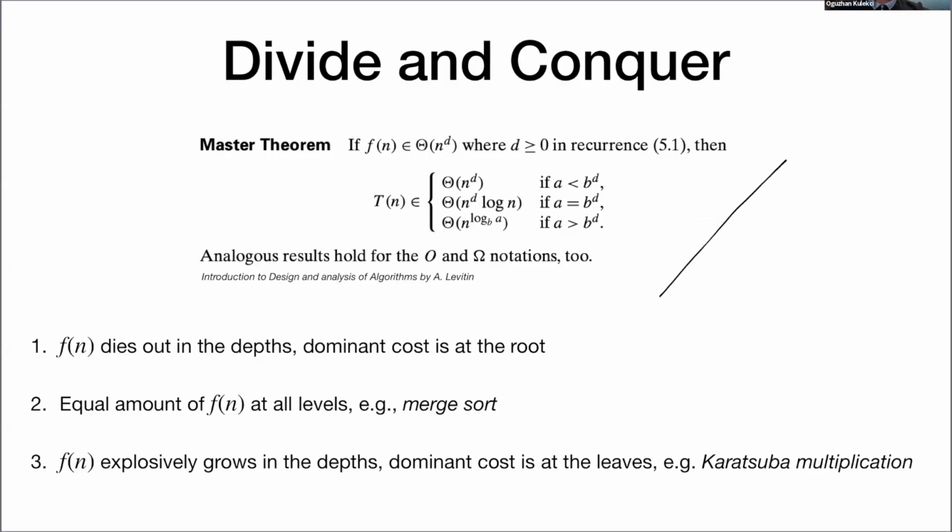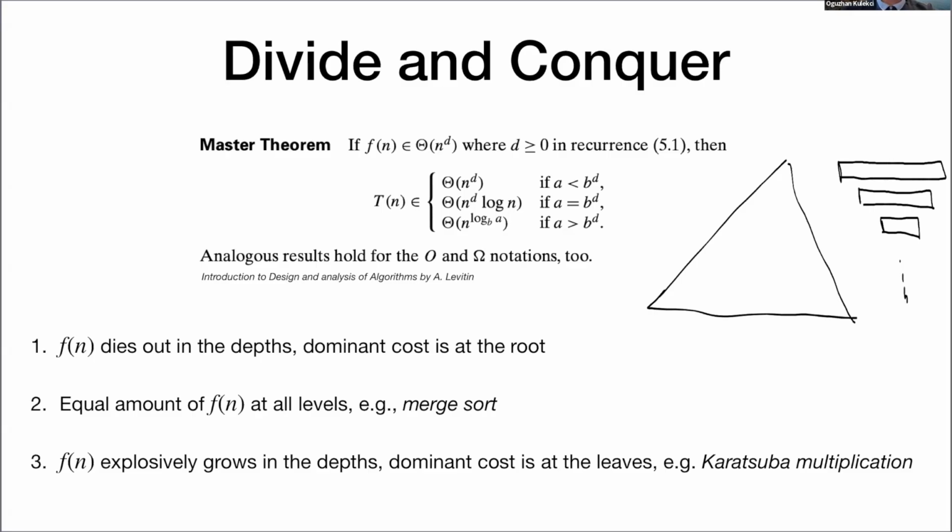If I draw this as a triangle, I can see that this is the amount of work you need to deliver at the root, and this is the amount of work just next to it, and this is the amount of work next to it. So you see, this is the total f(n) at each level.